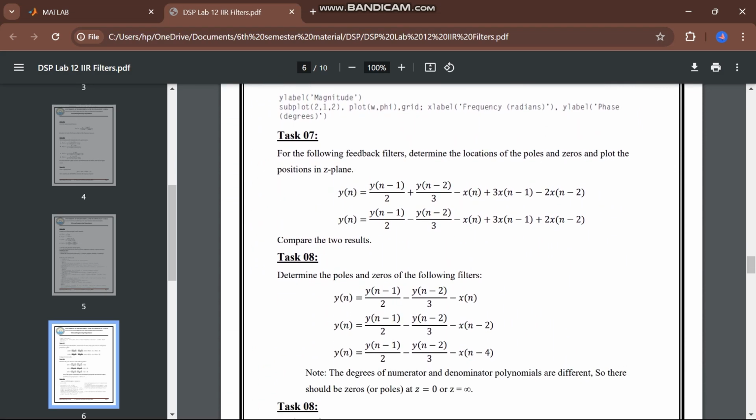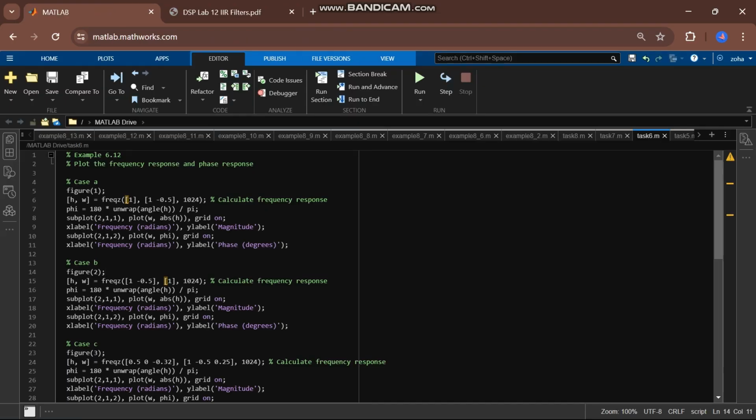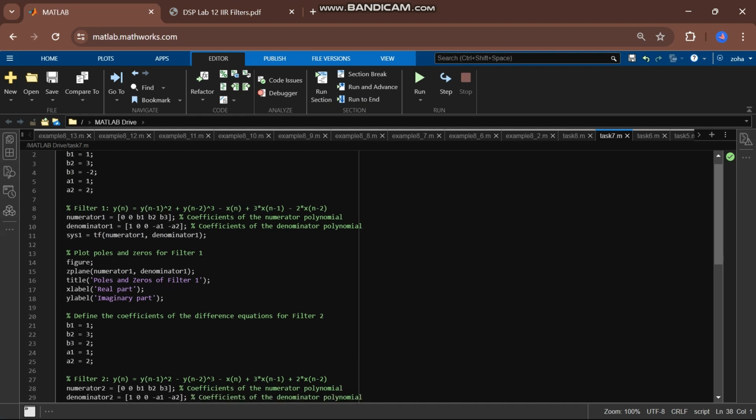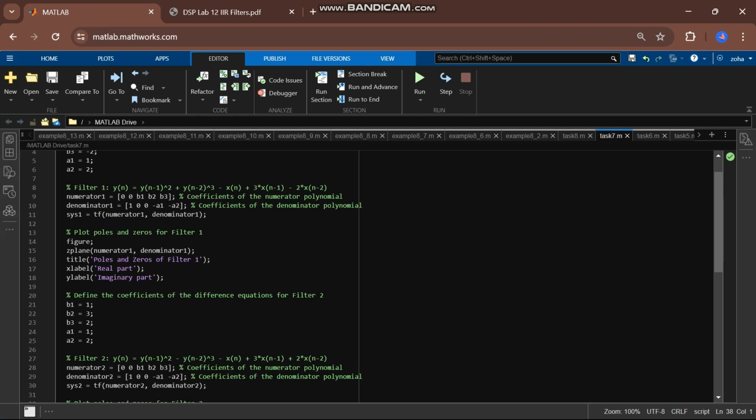For task 6, we are given the following feedback filters, and we have to determine the location of the poles and zeros in the z-plane and compare the two results. Here we have defined the input numerator and output numerator and denominator coefficients of the difference equation of filter 1, and we have formed the transfer function from these coefficients.